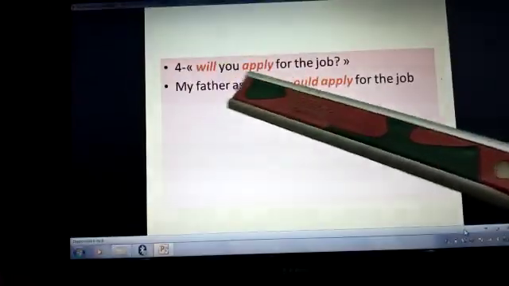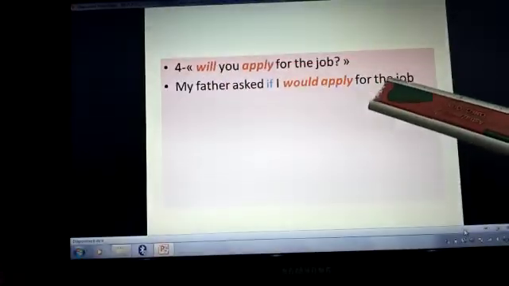Now, yes, no question with modals. Will you apply for the job? Will you apply? Will apply. When we report it, it becomes my father asked if I would. The past of will is would. If I would apply for the job.